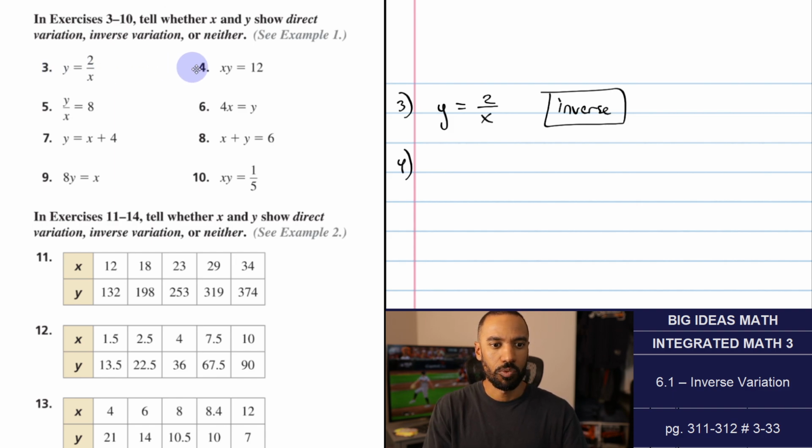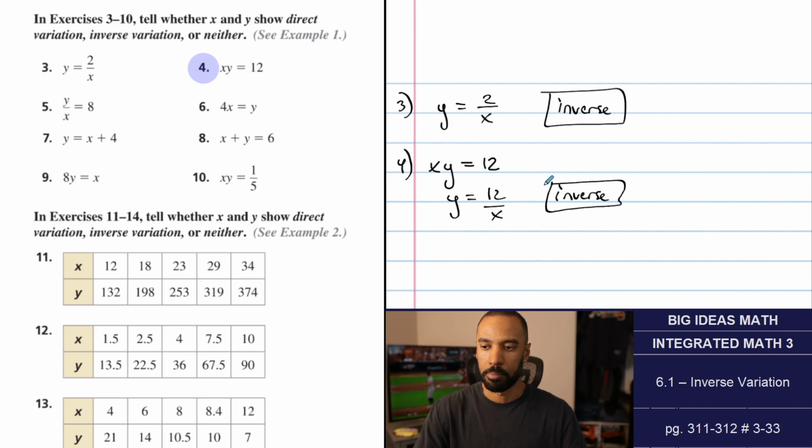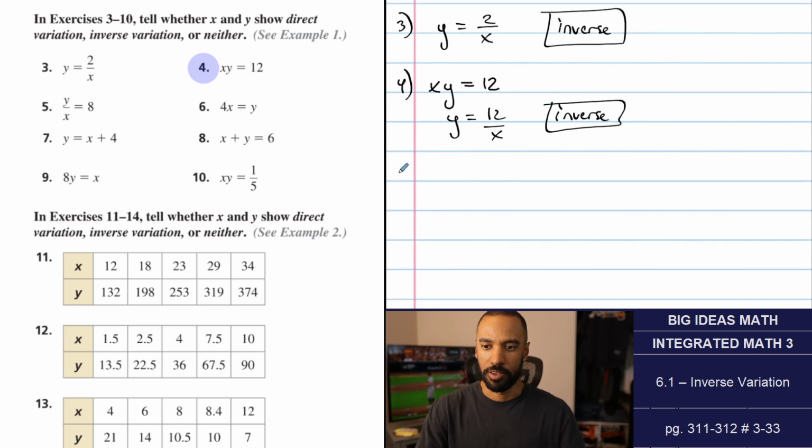Number 4 has x and y on the same side of the equation. Don't confuse that for direct variation just because there's multiplication. In fact, it's a product of your variables that actually leads to inverse variation by dividing both sides by x. You also get inverse variation in this problem here with 12 as your constant of variation.